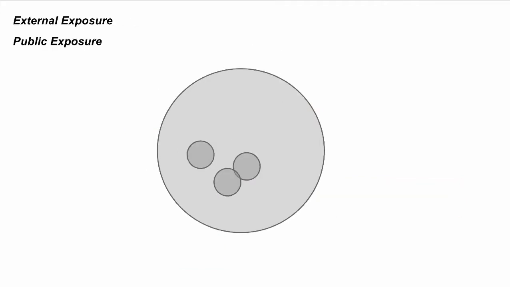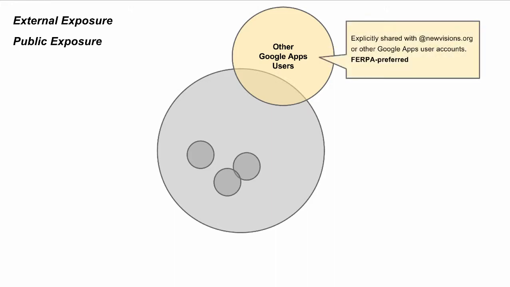Looking now at documents shared externally, these shares generally fall into three categories. In the first category, we see documents that are shared with other Google Apps users. If you are a New Visions school, this includes all the documents you have shared with New Visions staff, because we also have the Google Apps for EDU domain at newvisions.org. This category could also include documents you have shared with other partner organizations or contractors who also use Google Apps. From a New Visions perspective, this is the preferred way to share student data.